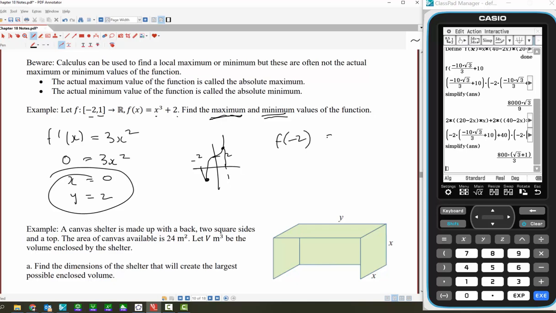So f of negative 2 equals negative 8 plus 2, which is negative 6. That's the min value. And f of 1 is equal to 3, which is the max value. All right, so this seemingly easy problem does trip students up, because once you know calculus, every time you see these words, you tend to use calculus on them. I suppose you've got to think about it and say, well, I'm only going to use calculus on the things that need calculus.